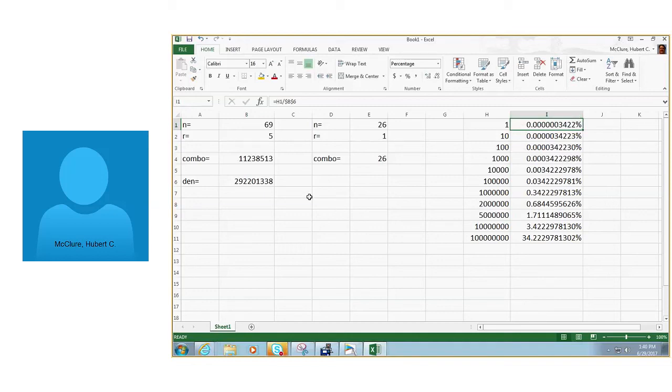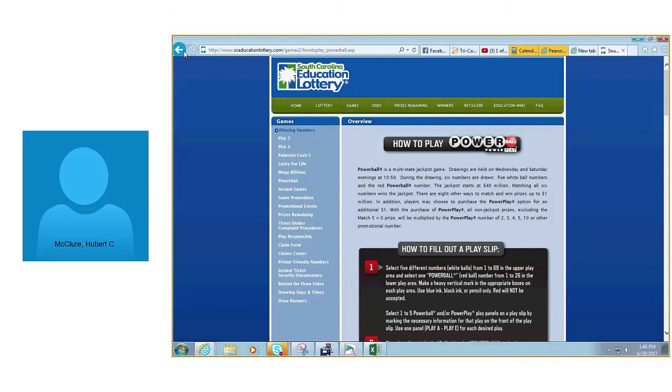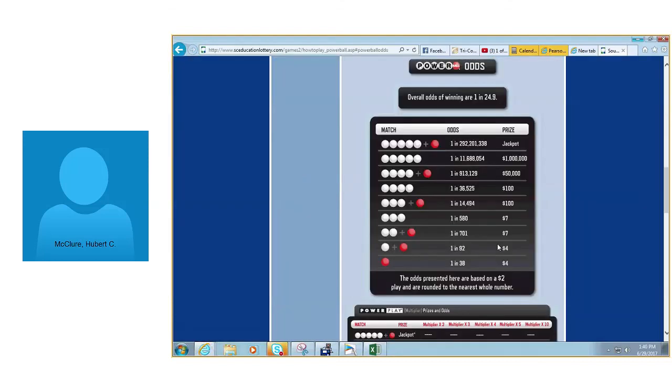That's the difference. Now, what if you add a little bit of order to that thing? Oh, we need to check. We said that 1 ticket is 1 over what? 292,201,338, right? Let's go check and see if we know what we're talking about. Let's go to the South Carolina Lottery and let's check the odds. Oh my gosh, look at there. We got it right. We are smart. Even though we're from South Carolina, we're smart. And that's how you do it.